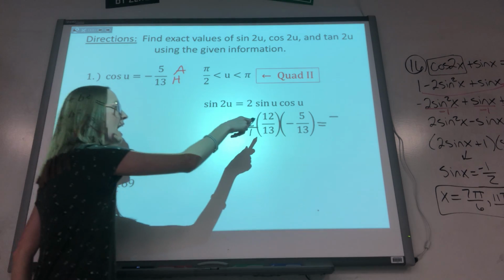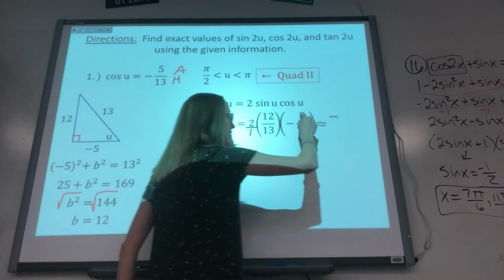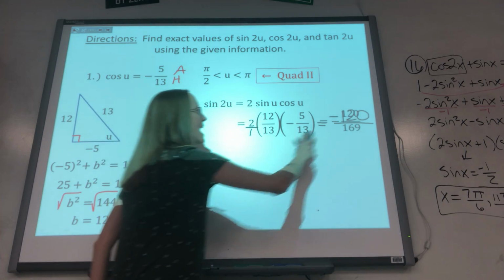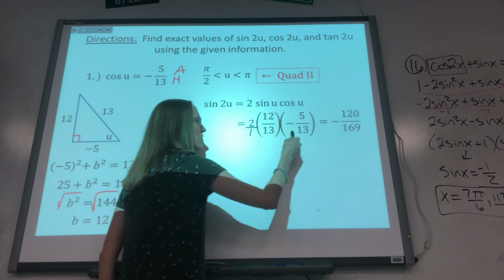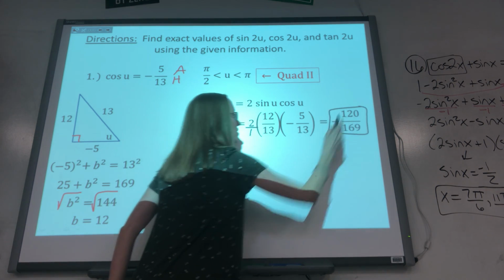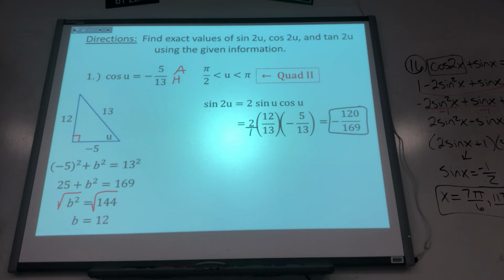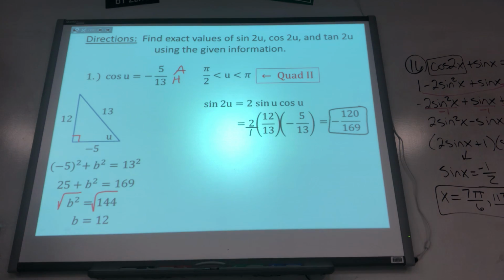Now on top, I'm taking 2 times 12 times 5, which I think is 120. And there it is. On bottom, 1 times 13 times 13. There's no square roots here. It's just 13. So you actually have to multiply those out. That would give you the 169 on bottom. I don't think that fraction reduces, so we can leave it like that.